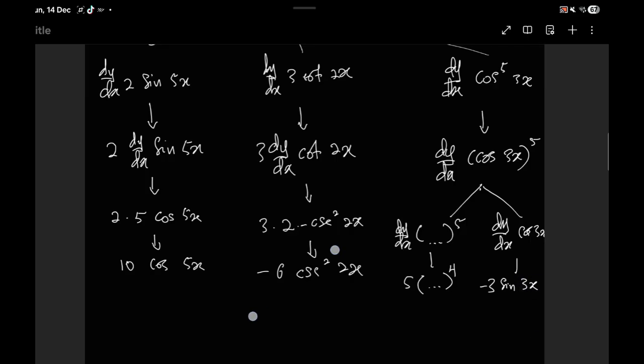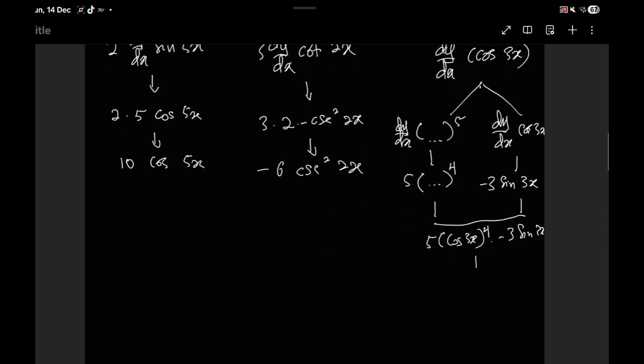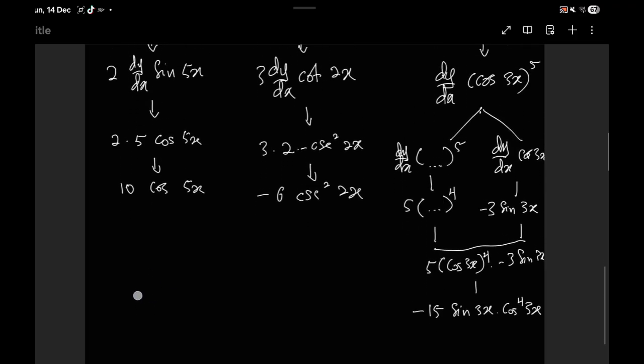If we tidy this part up a bit, this is what we get: 5 cos 3x to the power of 4 times negative 3 sine 3x. So actually it is negative 15. I just put sine in front, sine 3x times cos 3x to the power of 4, or we can rewrite it as cos to the power of 4 3x. So that is the differentiation of cos 3x to the power of 5.